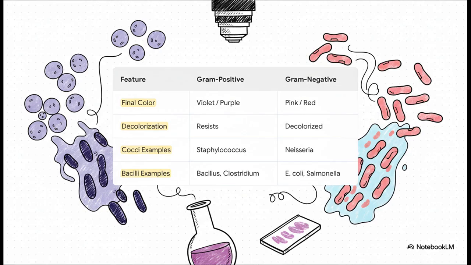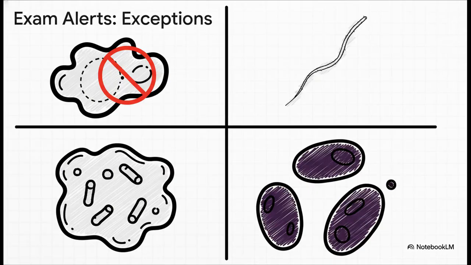On the other hand, if you see pink or red bacteria, those are your gram-negatives. They got decolorized and then soaked up that pink safranin. Classic examples here are things like E. coli and salmonella.